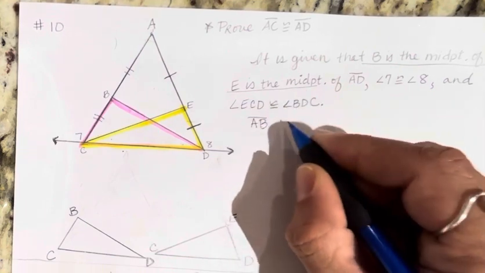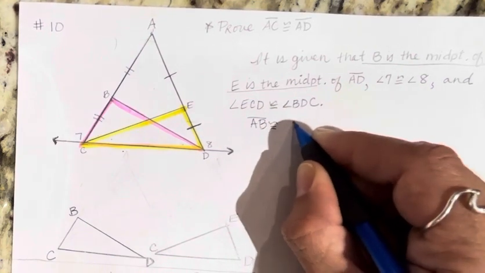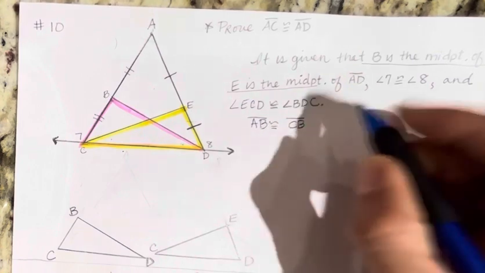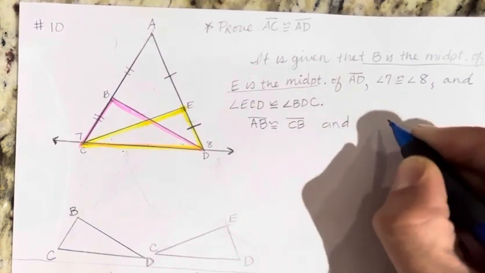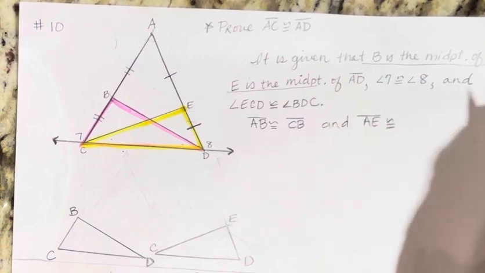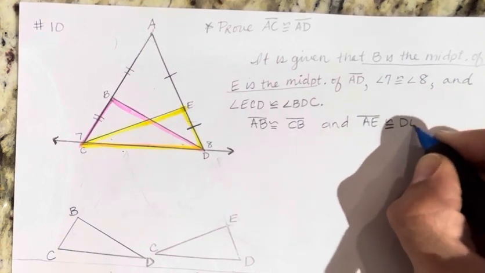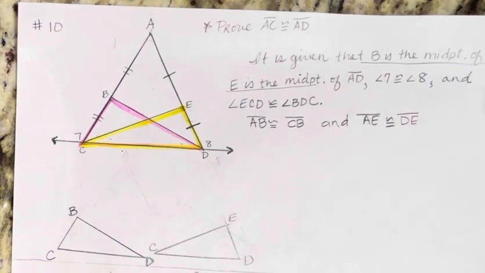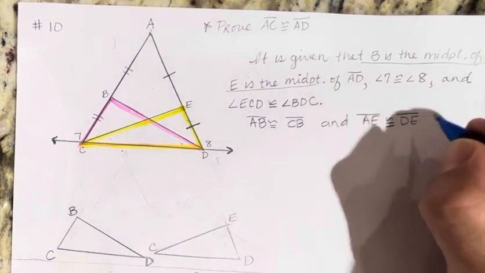AB is congruent to CB and AE is congruent to DE. And we can say, since a midpoint cuts a segment into two congruent parts.